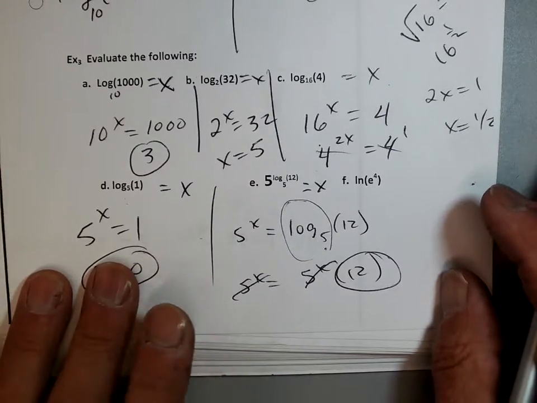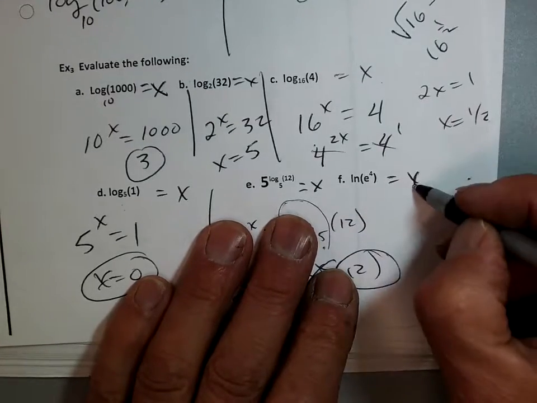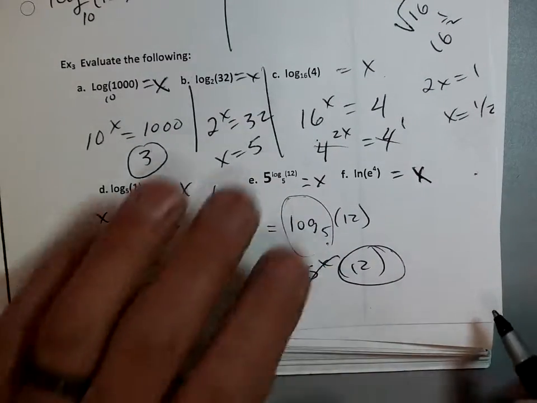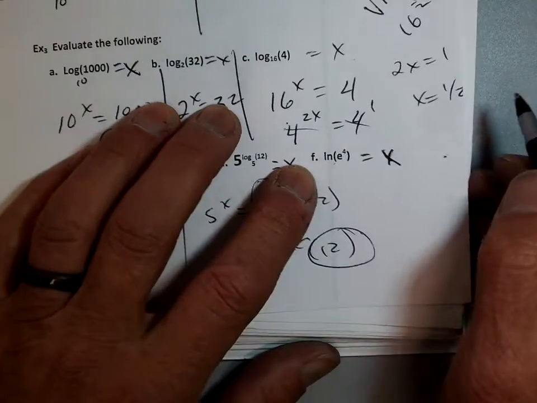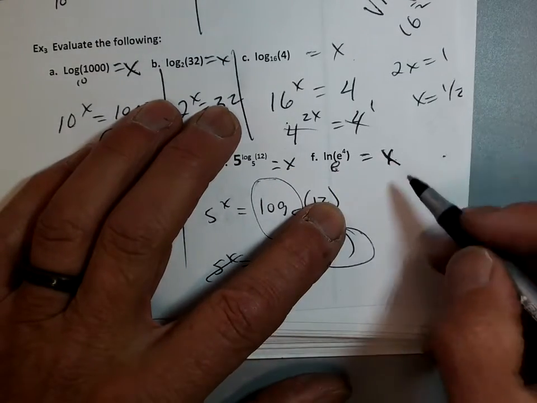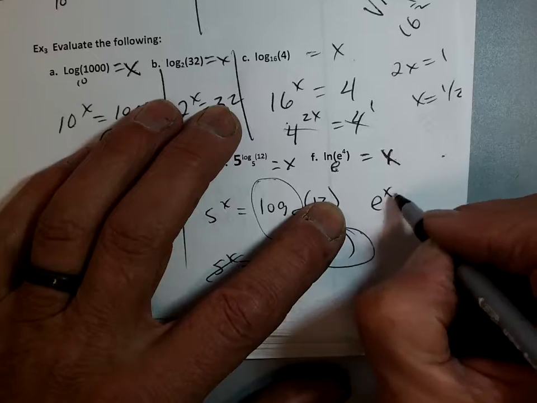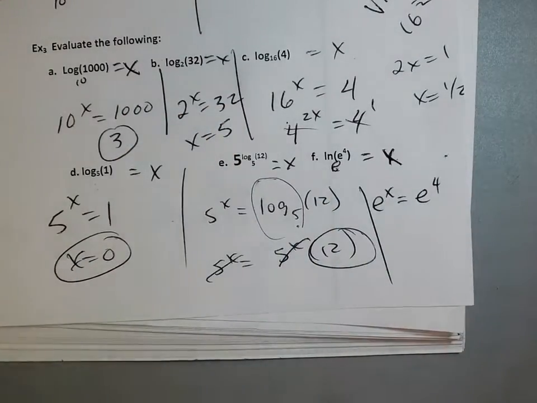ln of e to the 4, okay? So if I set it equal to x, these are the tricky ones, but we can do these, okay? There's an invisible base, right? What's my invisible base? E. So if I go e to the x equals e to the 4, then x has got to equal 4, right? So x is equal to 4, okay?